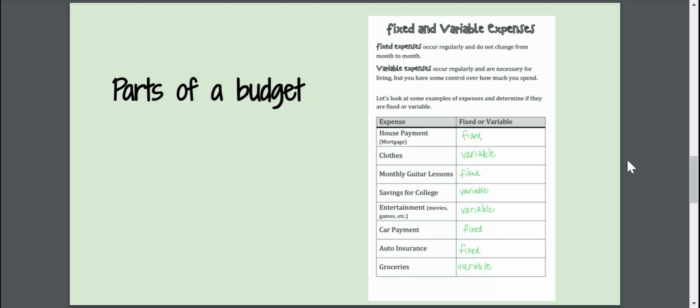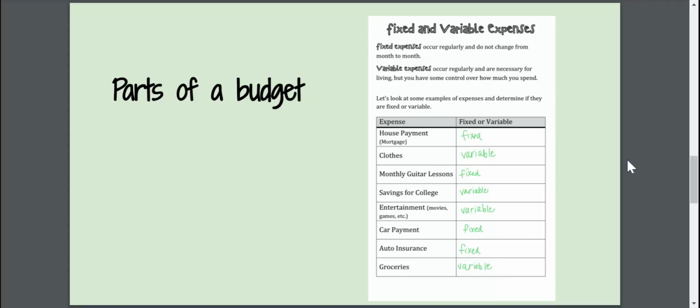Entertainment, like movies or games, those are variable expenses because you don't necessarily have to have those, although they are nice to have. Car payments are usually fixed expenses, and they happen every single month until your car is paid off. Auto insurance is another example of a fixed expense. It usually doesn't change from month to month.